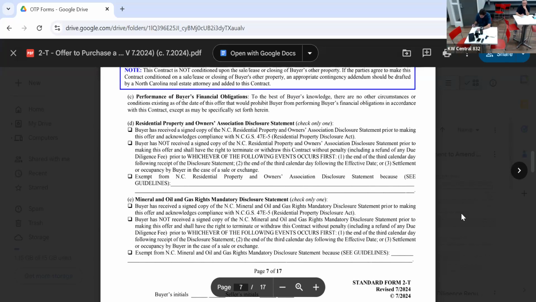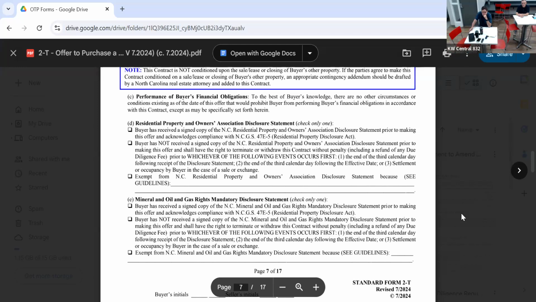And so there will be occasions where it might be exempt from residential property and mineral oil gas. There are about 12 different exemptions. The ones that you are going to most often see are going to be REO, foreclosure, bank owned, trust. The property's in a trust. It is exempt.